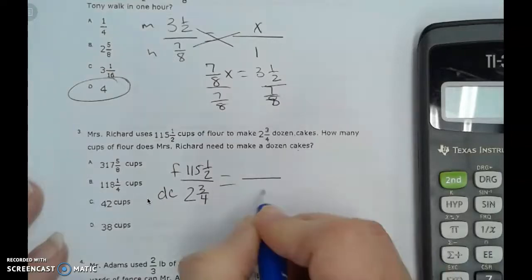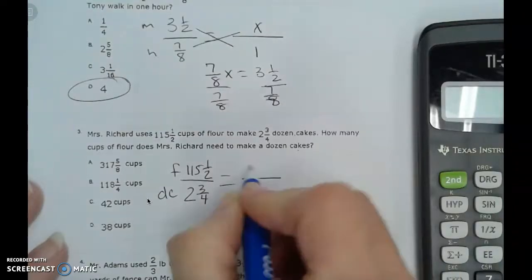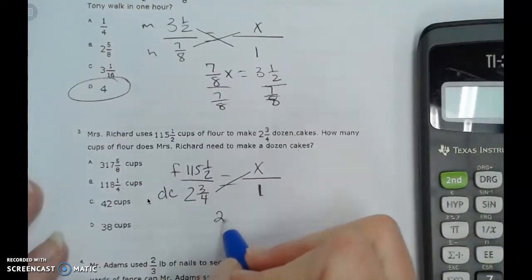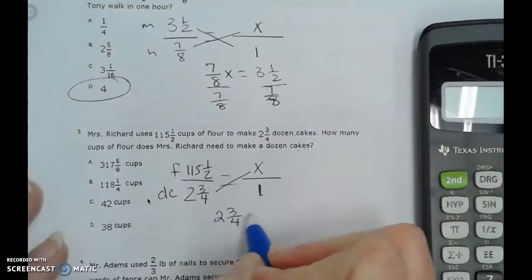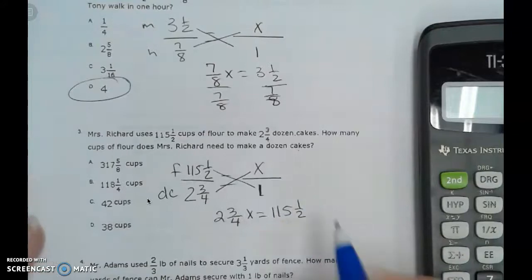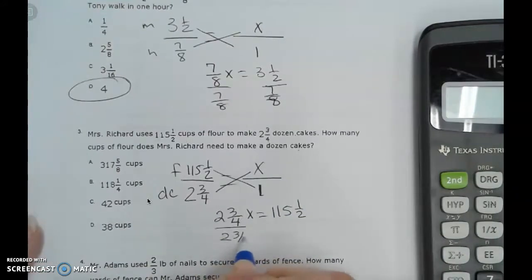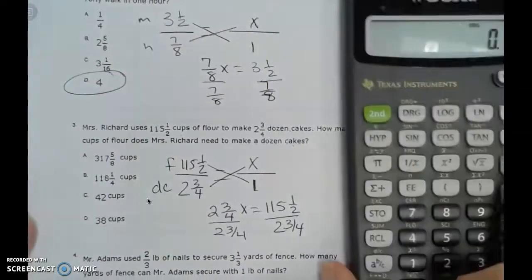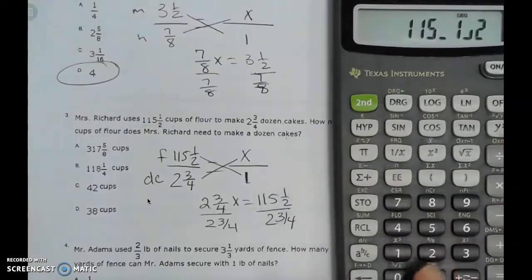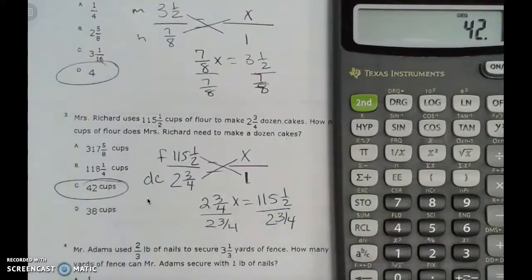So A is just going to be 1. So 1 dozen cakes is going to go here, and then we have X. So, whoops, excuse me. So again, cross multiply and divide. 2 3/4 X equals 115.5. So then divide both sides by 2 3/4. So we'll punch in our calculator 115, and then ABC1, ABC2 divided by 2, ABC3, ABC4. All right. So then I get 42, which is C.